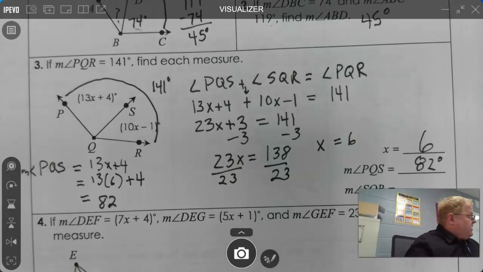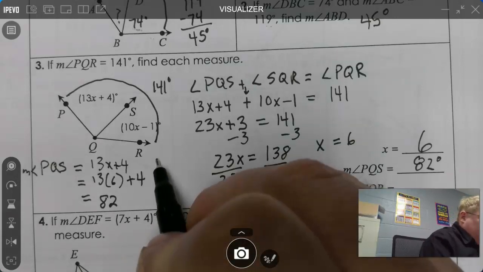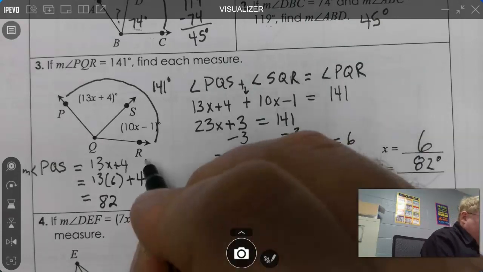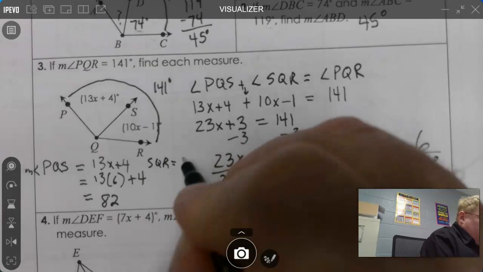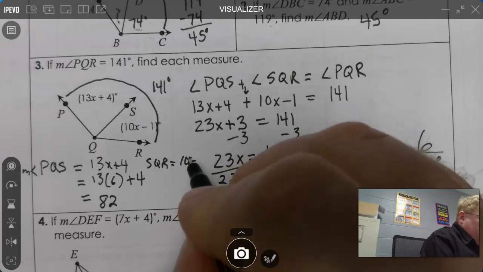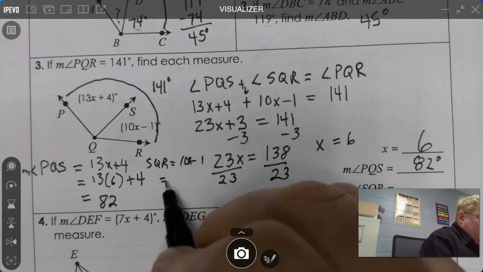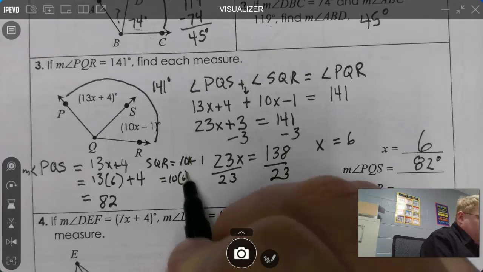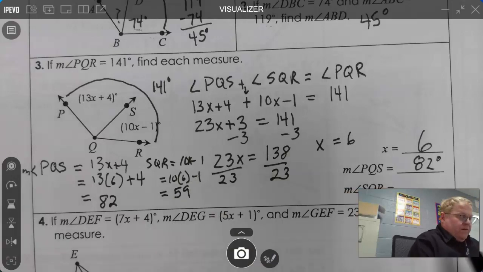Alright, now we're going to do the same thing with SQR. I'm just going to squeeze it in here if I can. SQR is equal to 10x minus 1. So again, 10 times 6 minus 1, which is 59, which is 59 degrees.